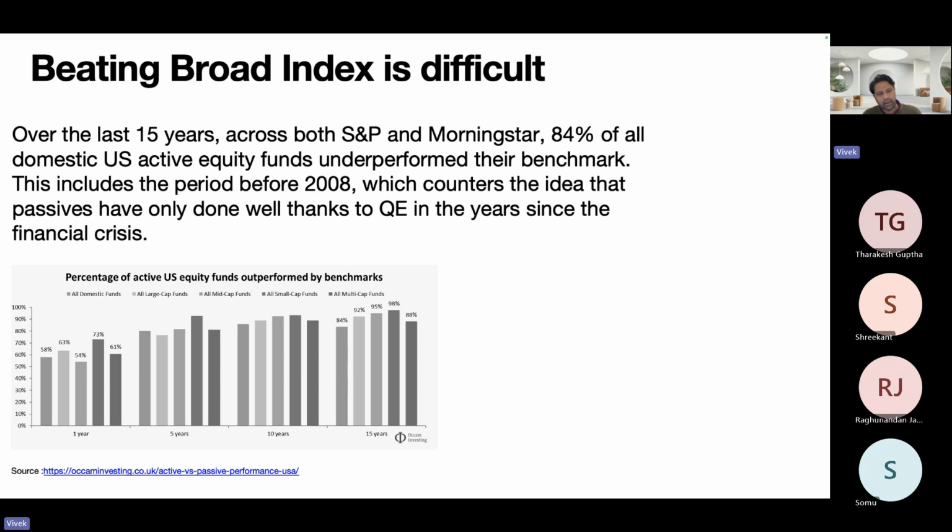Because if you look at data, and I've just given you a chart on the slide, which is from the US and UK. The research is from the UK, but it's on the US market. As you can see in this, over the long term, over 15 years, almost 90, 95 to 98% of funds don't beat a normal broad-based index. So why bother about selecting mutual funds? You can just continue to do ETF or index investing, and not worry about selecting mutual funds.